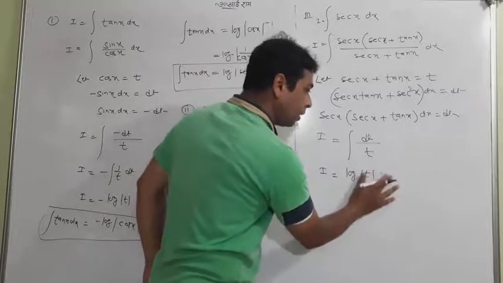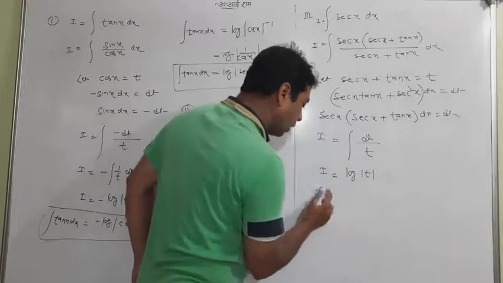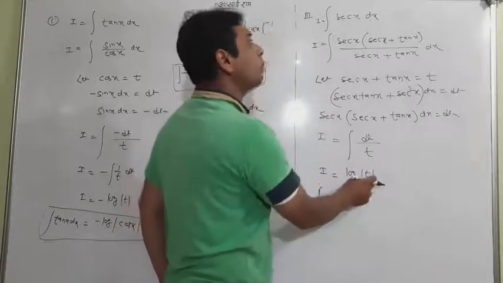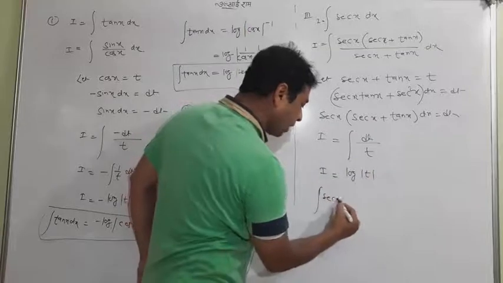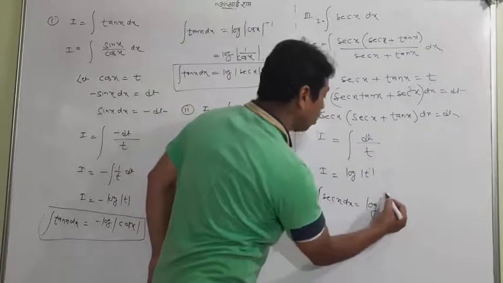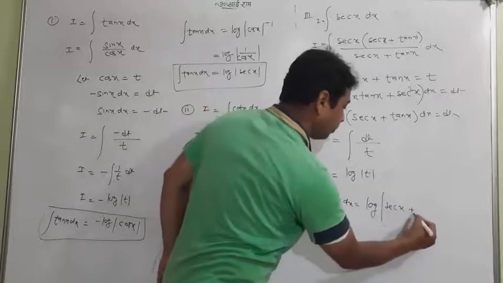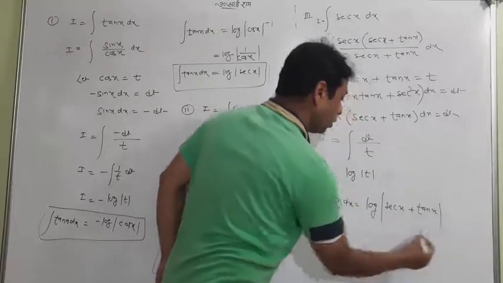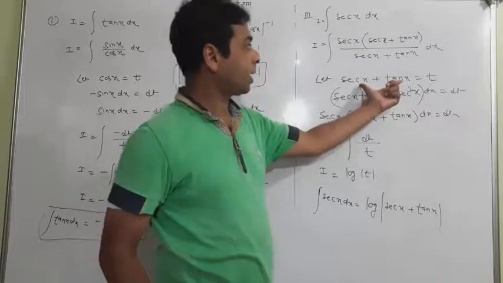I'm not writing c, and ultimately you just have to put in the value of t. So the integration of sec x you have got is log sec x plus tan x. Log sec x plus tan x. t is equal to sec x plus tan x.